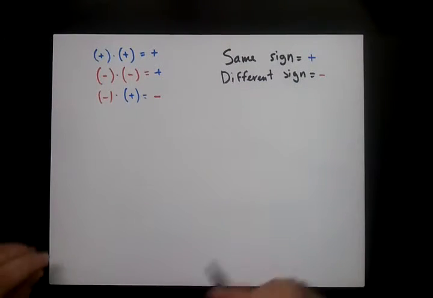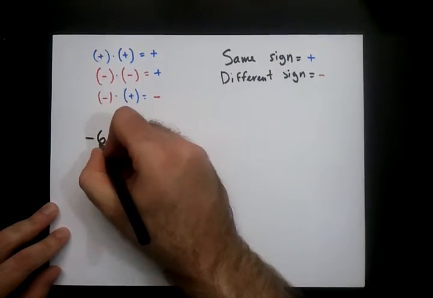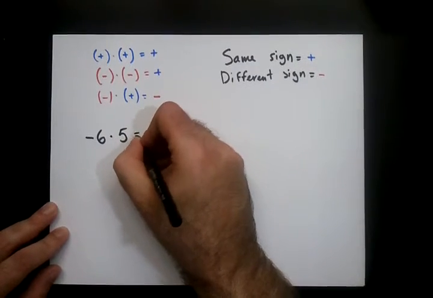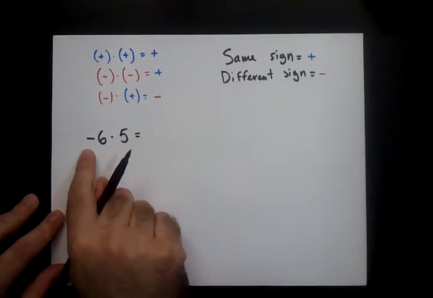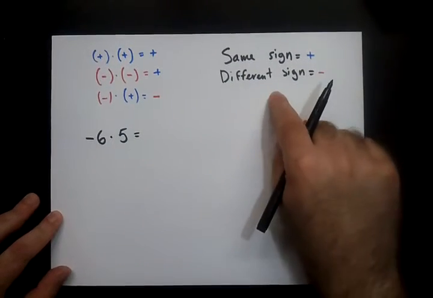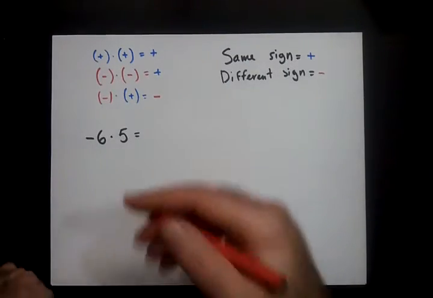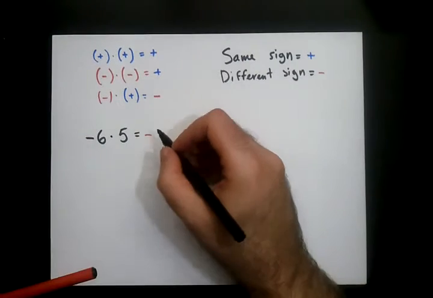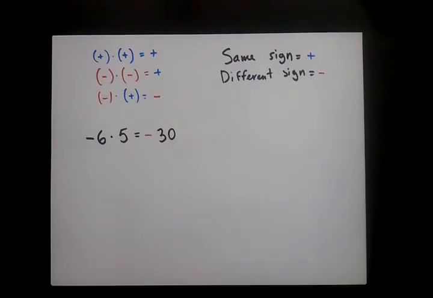Let's start with multiplication. Let's say I have a negative 6 being multiplied by a positive 5. Ask yourself this question. Same or different signs? Negative, positive. Different signs. Always negative. So the answer automatically is going to be negative. And then you just crunch your numbers. 6 times 5, well, that's 30. That's it. As simple as that.